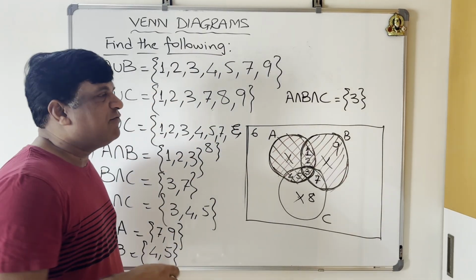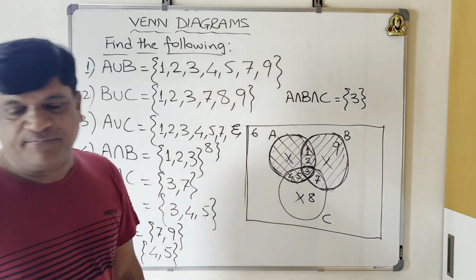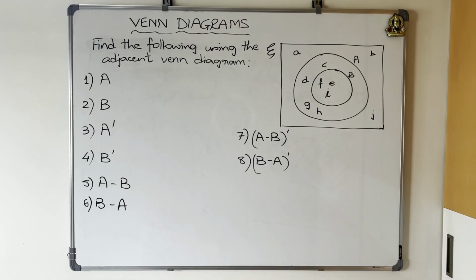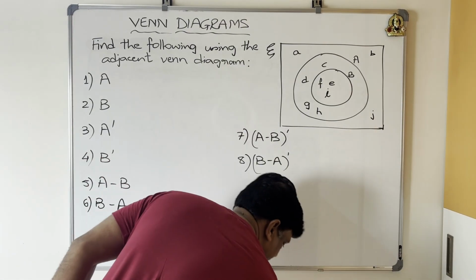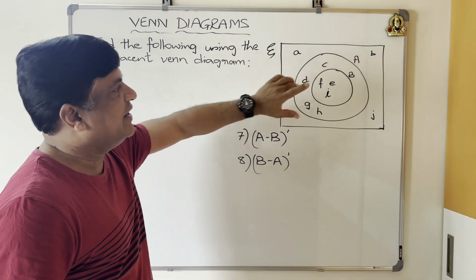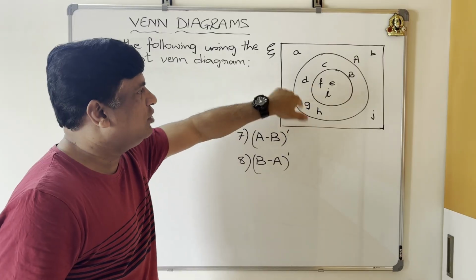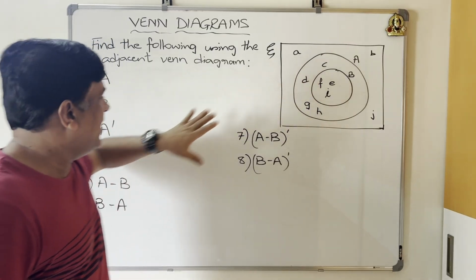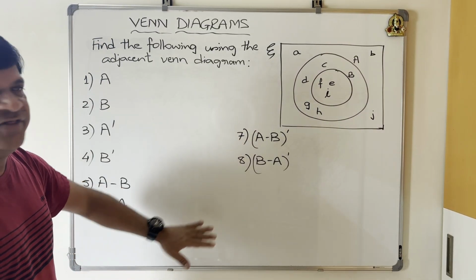Okay? So let me take one more example and explain it. Let's look at this example now. They have given a Venn diagram over here. They have given the details. They have populated all the values inside it. And they are asking us to calculate everything like this.